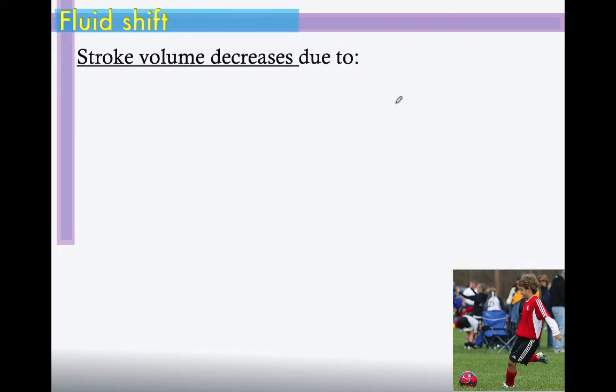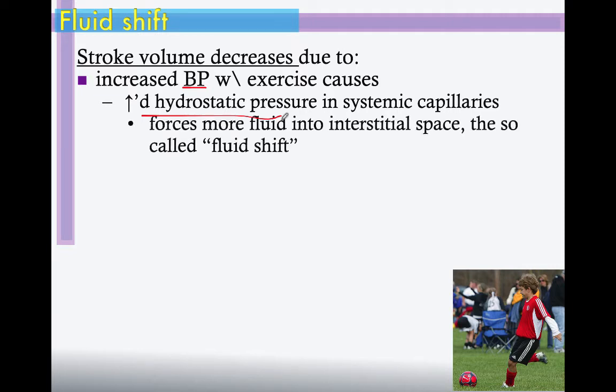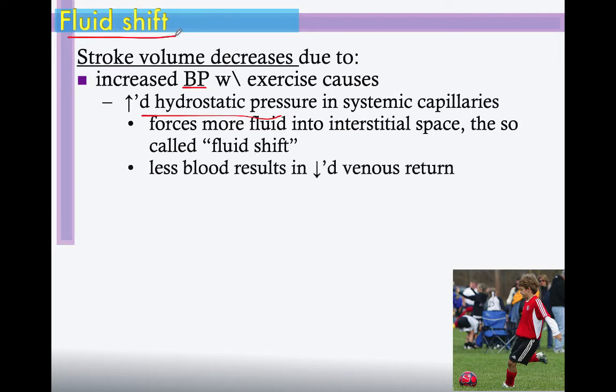So the stroke volume is decreasing because during exercise we have an increase in blood pressure. That increase in blood pressure causes an increase in the hydrostatic pressure. Again, this is the force of the blood against the leaky capillary. That pushes fluid out into the interstitial space, and this is what's known as that fluid shift. Because fluid is being pushed out, well, now you have less blood. Less blood means smaller venous return.